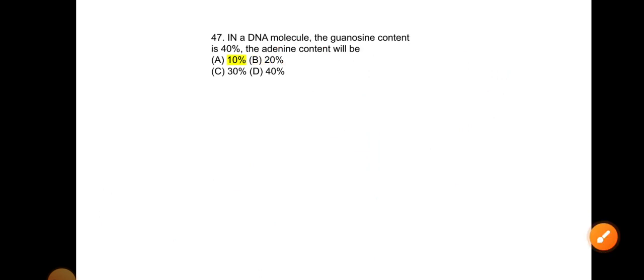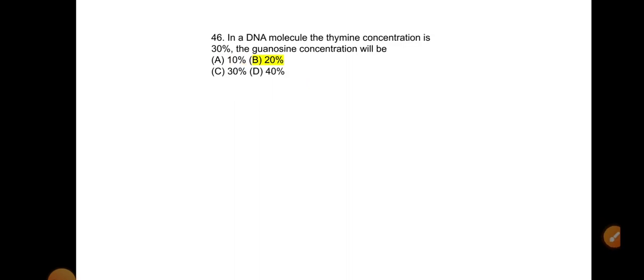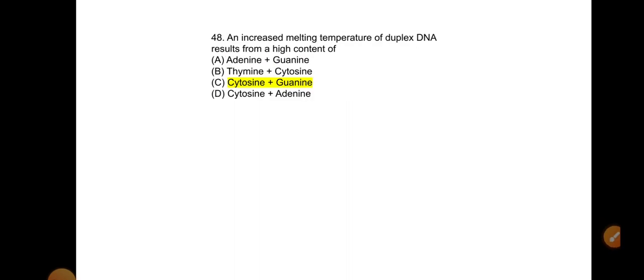Again, 47 can be solved in a similar manner. If you don't know how to solve 46, 47, please comment. I will tell you in more detail. 48, an increased melting temperature of duplex DNA results from a high concentration of cytosine and guanine because they form 3 hydrogen bonds, and A and T form 2 hydrogen bonds, and G and C will take more energy as compared to A and T in order to break them.